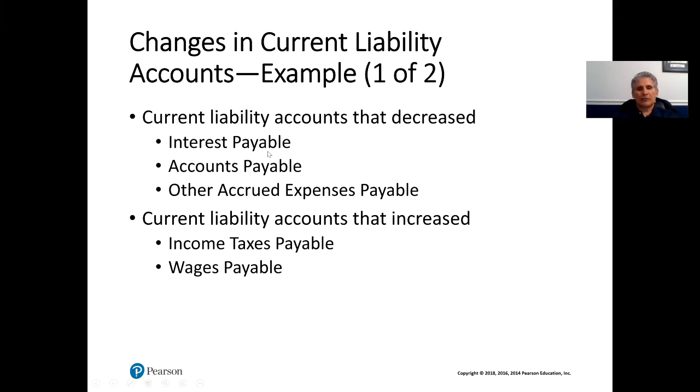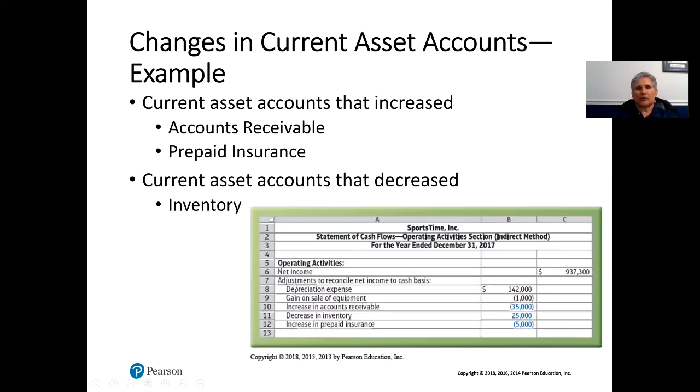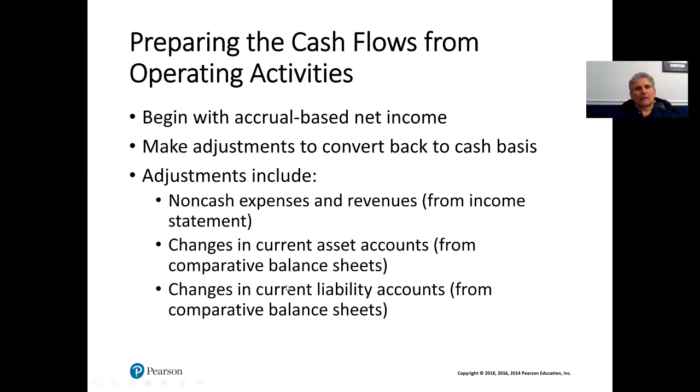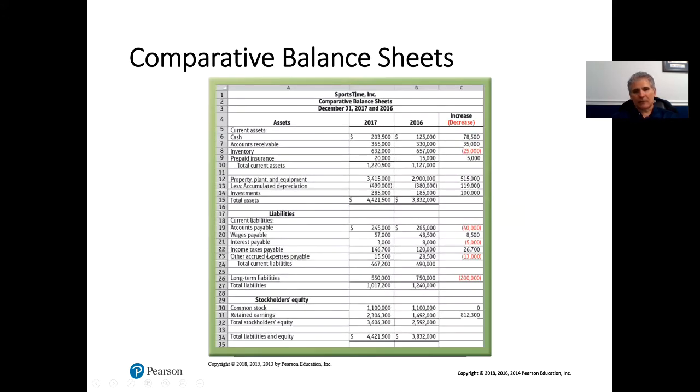So we're looking at interest payable, accounts payable, other accrued expenses payable. Those are all current liability accounts. Income taxes payable, wages payable. Let's just go look at the first one and then we can conclude what happens to the others.